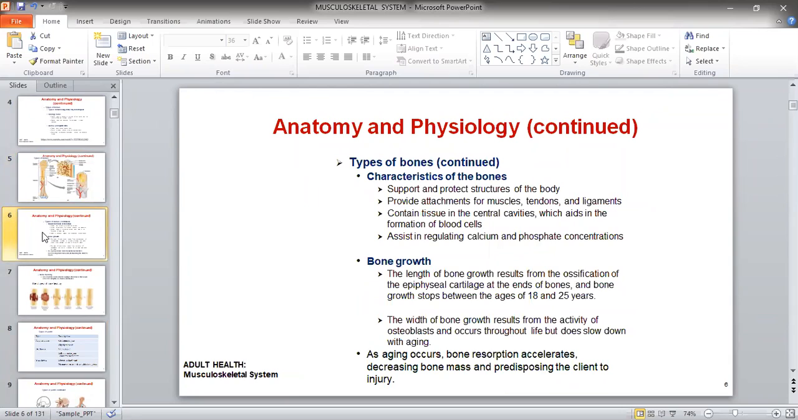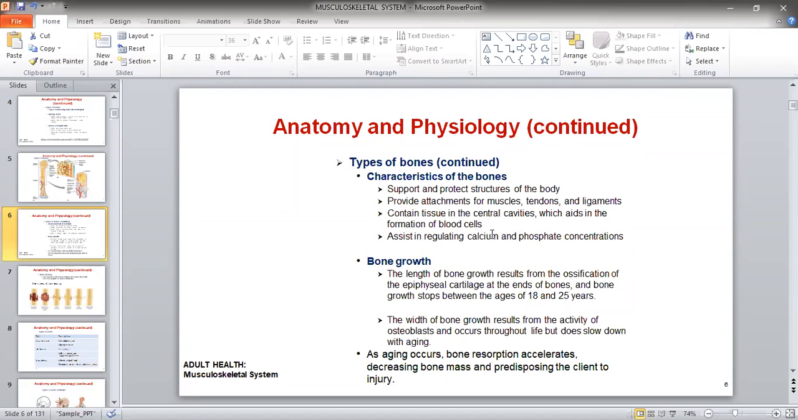So they said the type of bones, the nature of bones, the characteristics of bones, and also the bones growth. The characteristics of the bones: they support and protect the soft tissue in the body. They provide attachment for the muscle, for the tendon, for ligament, and also contain the tissue in cranial cavities, and also assist regulating the calcium and phosphorus concentration.